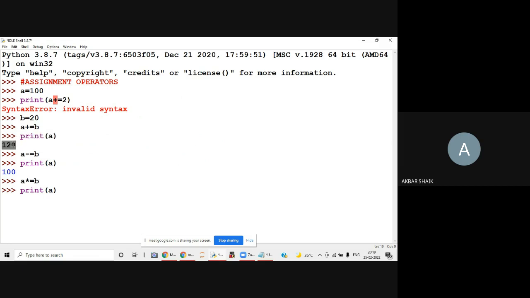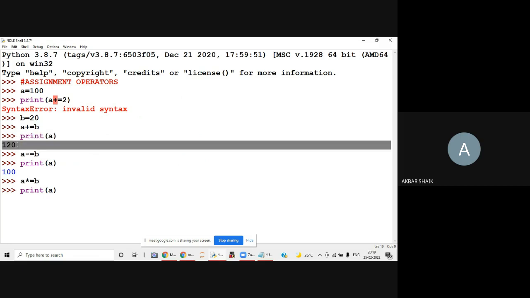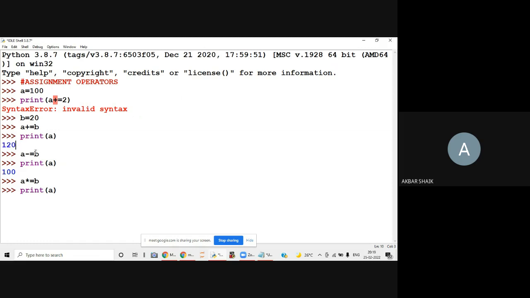Now A value is not 100. It is updated to 120. Please keep this in mind. Next, what I am doing? I am doing subtraction assignment. A minus equals to B, that is A value 120 minus B value 20. 120 minus 20, that is 100. That's why we got 100.